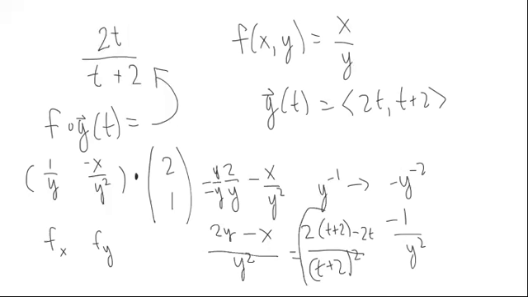So really the quotient rule pops up as just the chain rule for taking derivatives.